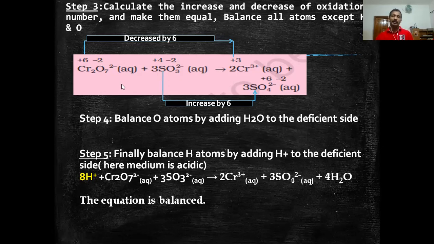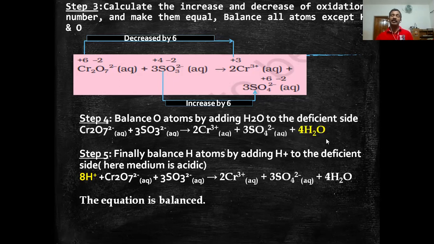You have to count oxygen atoms in the reactant side and also in the product side and find out where there is deficiency of oxygen. This side, you listen, 7 oxygen atoms plus 3 into 3, 9 oxygen, 7 plus 9, 16. And here 3 into 4, 12 oxygen atoms. So here deficiency of 4 oxygen atoms. So add 4 oxygen atoms here by adding H2O. When you add 4 H2O, you get 4 oxygen atoms here.